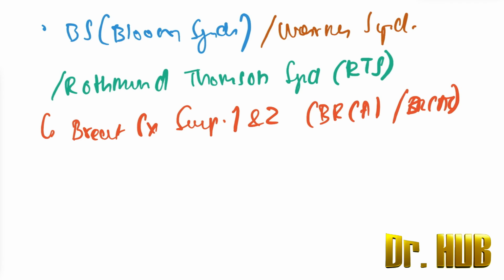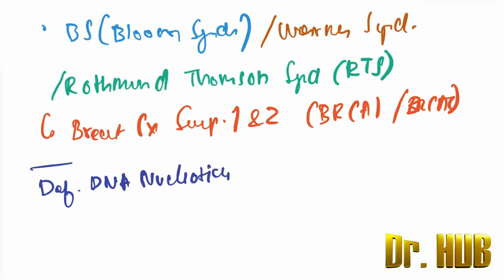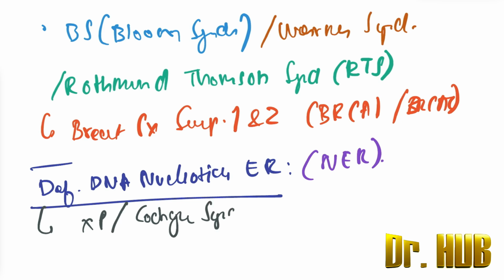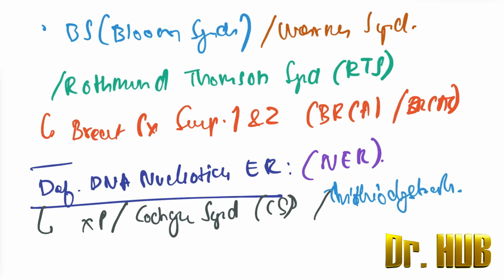Then there is a defective DNA nucleotide excision repair. This is nothing but the NER. So what are the diseases associated with the NER, defective DNA nucleotide excision repair? It includes the xeroderma pigmentosum, which we are writing as XP. Then also the Cockayne syndrome, which we are writing as CS, and also the trichothiodystrophy. Trichothiodystrophy is nothing but the TTD.